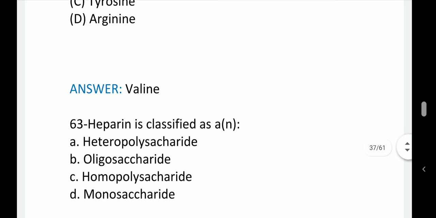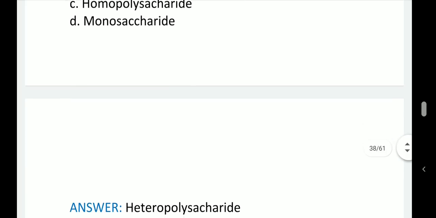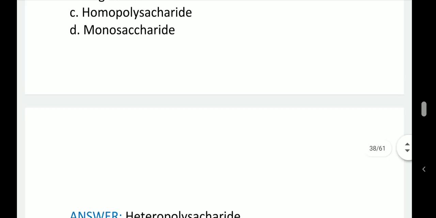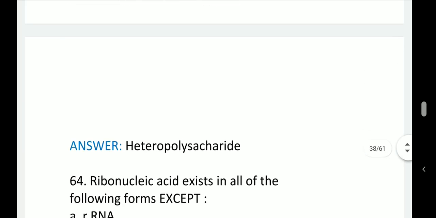Question number 63. Heparin is classified as an option A, heteropolysaccharide. Option B, oligosaccharide. Option C, homopolysaccharide. Option D, monosaccharide. Answer is heteropolysaccharide. That is option A is the correct answer.